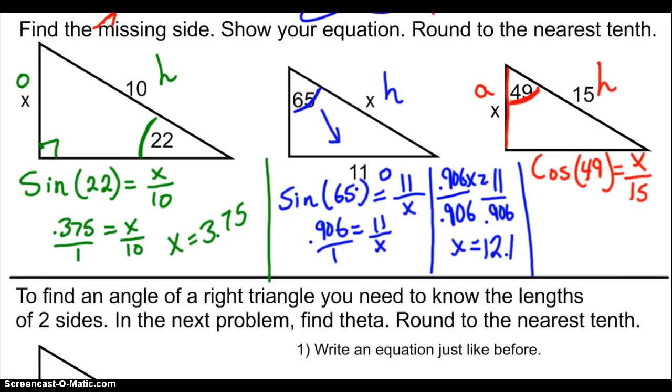Turns out that cosine of 49 is 0.656, so 0.656 equals x over 15. I'll put a 1 under there, and we can cross multiply and find out that x equals 9.84.